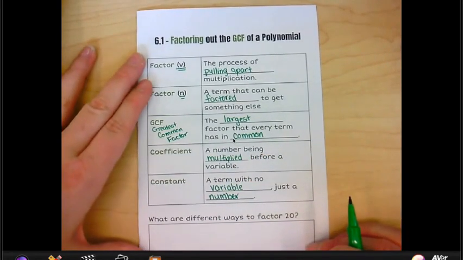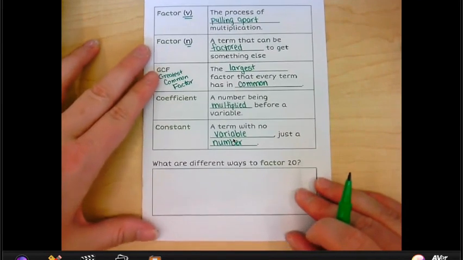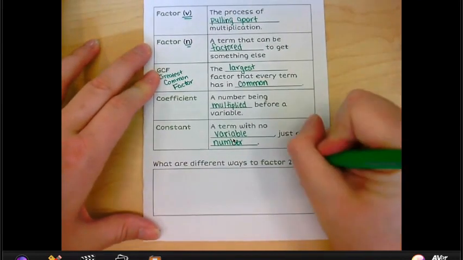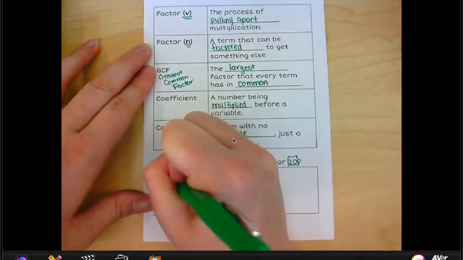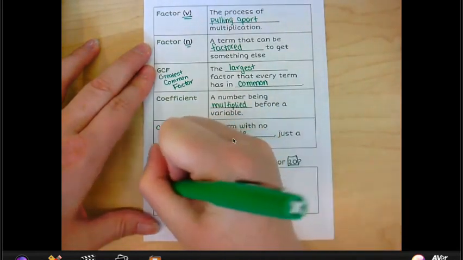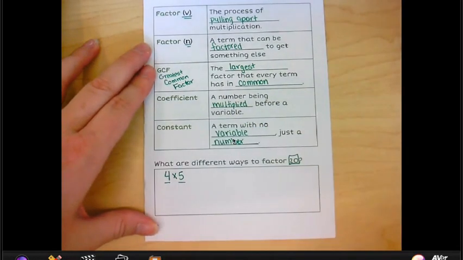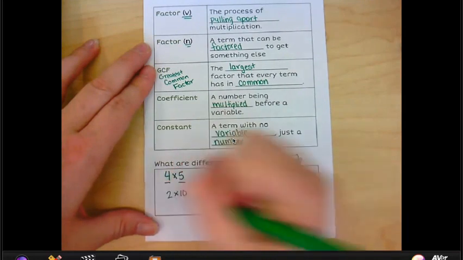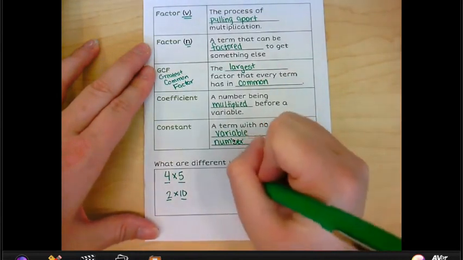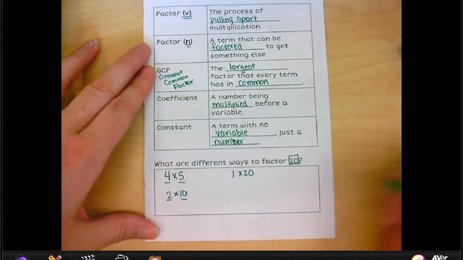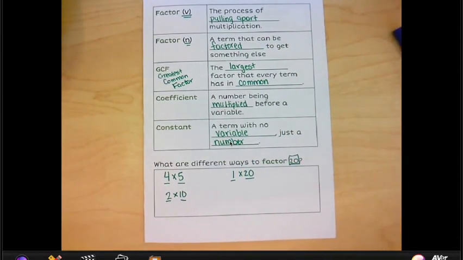It's just a number. So let's start by thinking about what are some different ways to factor just a number. So we're going to factor the number 20. What are some different ways that we can multiply to get to 20? Well, maybe you're thinking, oh, 4 times 5 gives me 20. So 4 and 5 are factors of 20. You could also do 2 times 10. That would give me 20. So 2 and 10 are factors of 20. You could also do 1 times 20. That would give me 20. So 1 and 20 are factors of 20. That is what we are thinking when we are thinking of factoring.